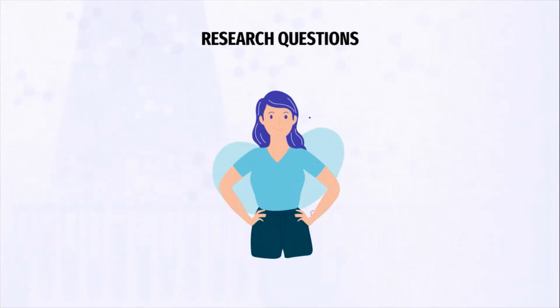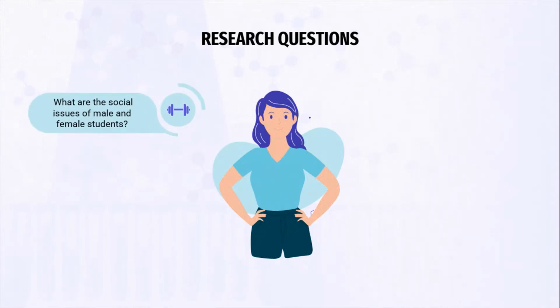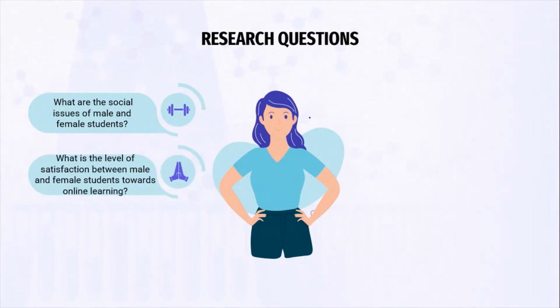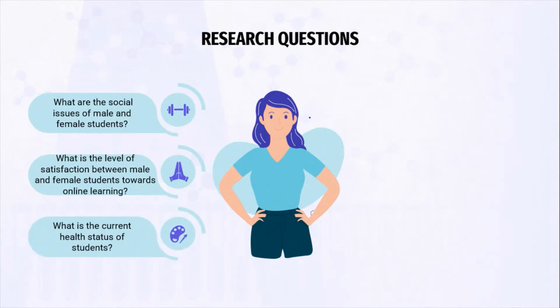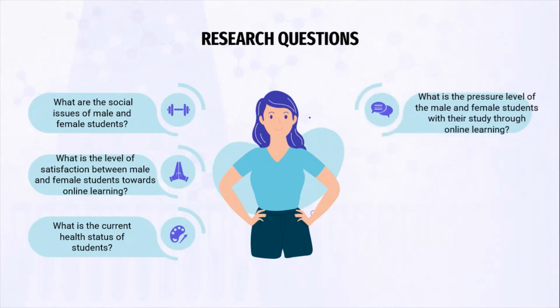There are a few research questions that we find out for this research. The first one is, what are the social issues of male and female students of FHAS? Then, what is the level of satisfaction between male and female students of FHAS towards online learning? What is the current health status of students in FHAS? What is the pressure level of the male and female students of FHAS with their study through online learning? And what are the students' adaptability to the online learning situation?